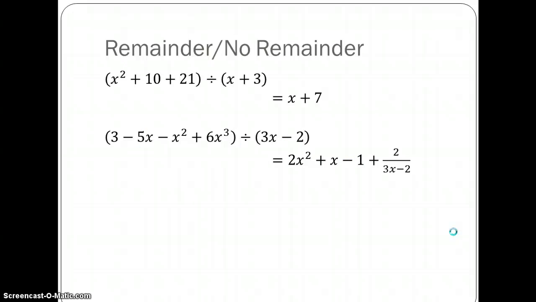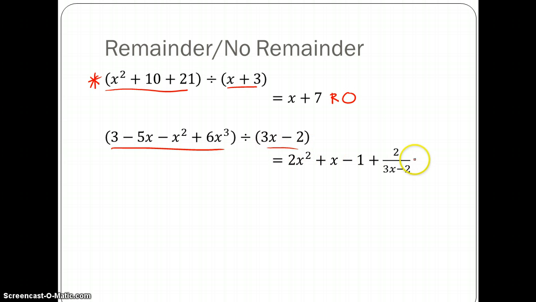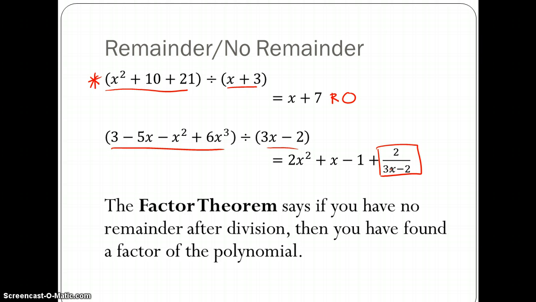What about when there's a remainder versus no remainder? So we divide this first polynomial, and there's no remainder. This second polynomial divides, and we're left with a remainder. What does that actually tell us? The factor theorem is the other side of this. What can we use the remainder for? Well, there was one purpose. That's what the remainder theorem gives us. But what if there is no remainder? The factor theorem says if you've got no remainder, then that means you found a factor of the polynomial.